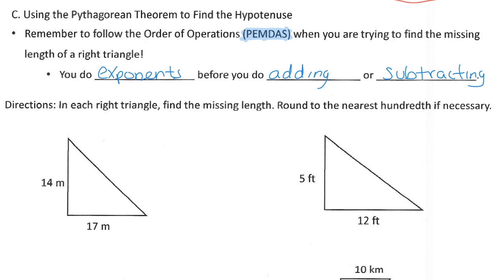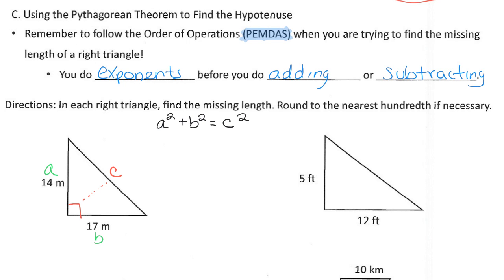So let's first start by labeling our right triangle. We have our right angle here, which means that this is C. And again, it doesn't matter which one you label as A or B. I'm going to go A and then B. Now, if you look back to that other page, it told us the formula for the Pythagorean theorem. It's A squared plus B squared equals C squared.